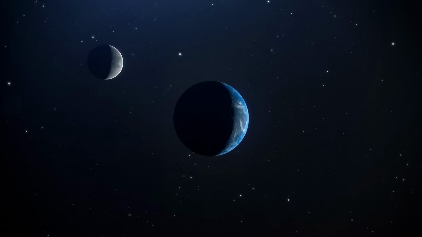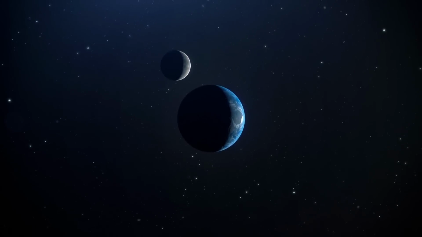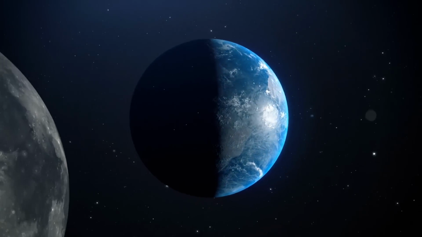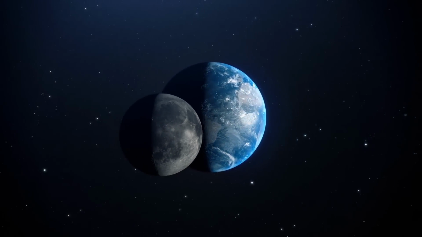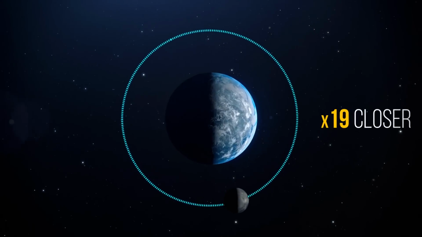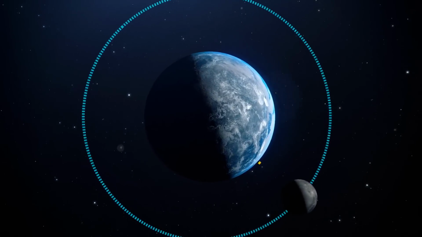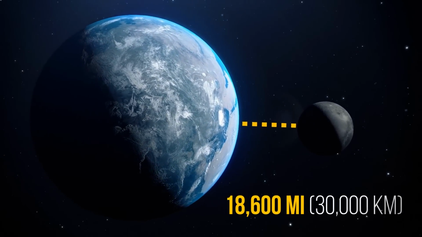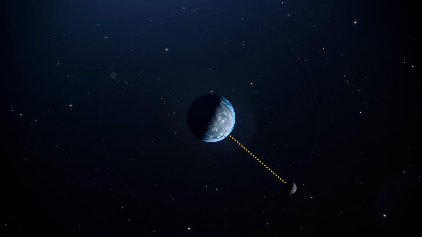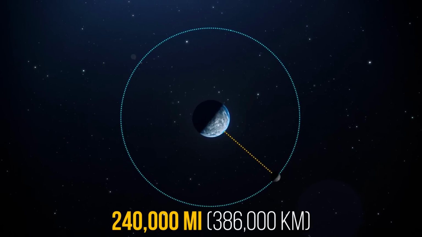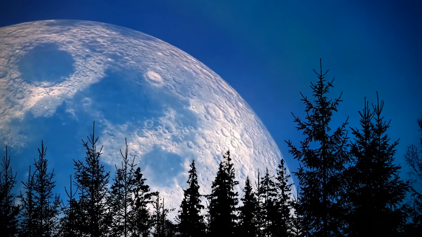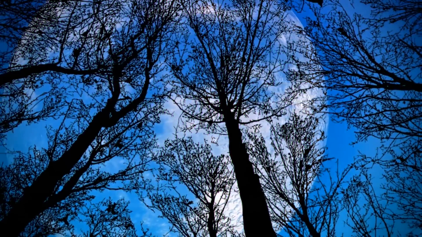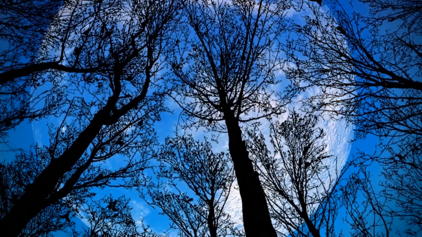But the coolest thing? When the Moon did have an atmosphere, the satellite was 3 to 10 times closer to our planet. One computer simulation even suggests the Moon was probably up to 19 times closer than it is now. The distance between it and our planet could be 18,600 miles, while these days our satellite is around 240,000 miles away. That's why the Moon looked much, much bigger in the sky. Unfortunately, at that time, not even dinos were around to admire the view.